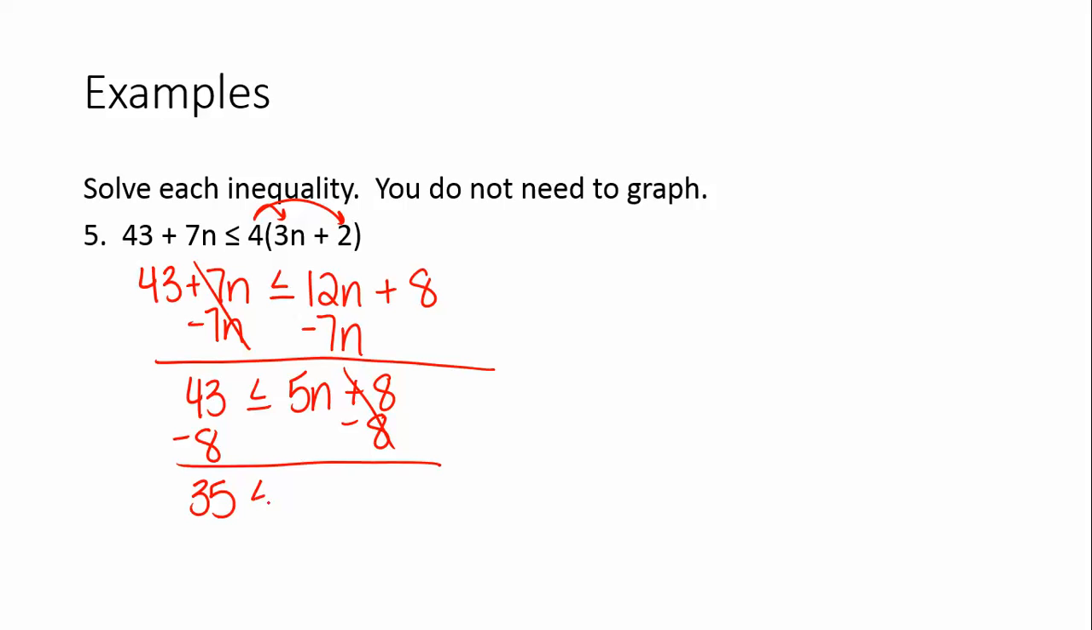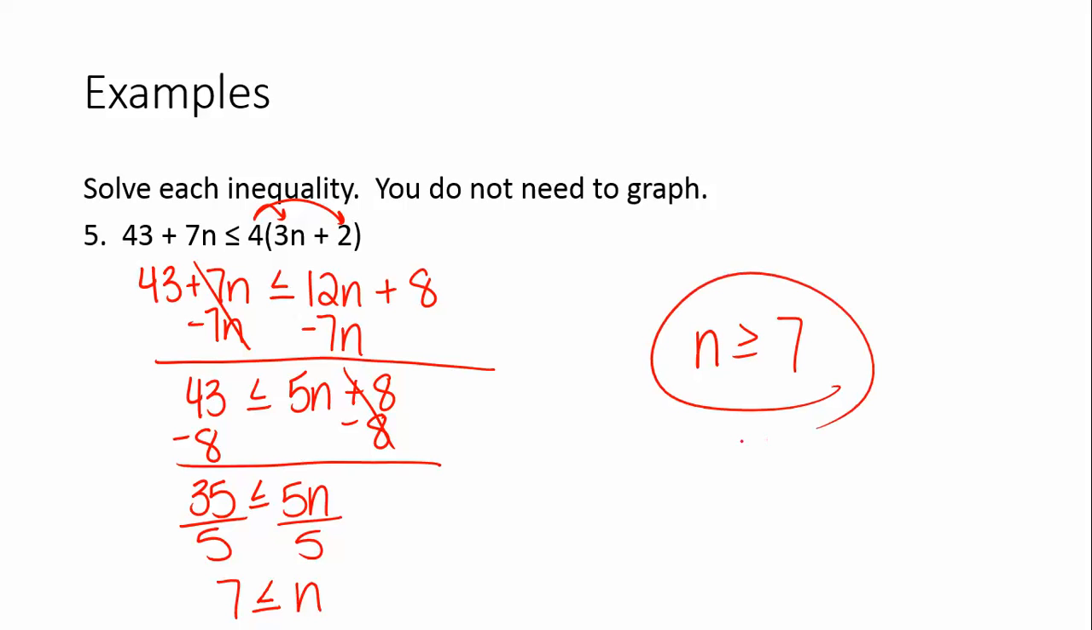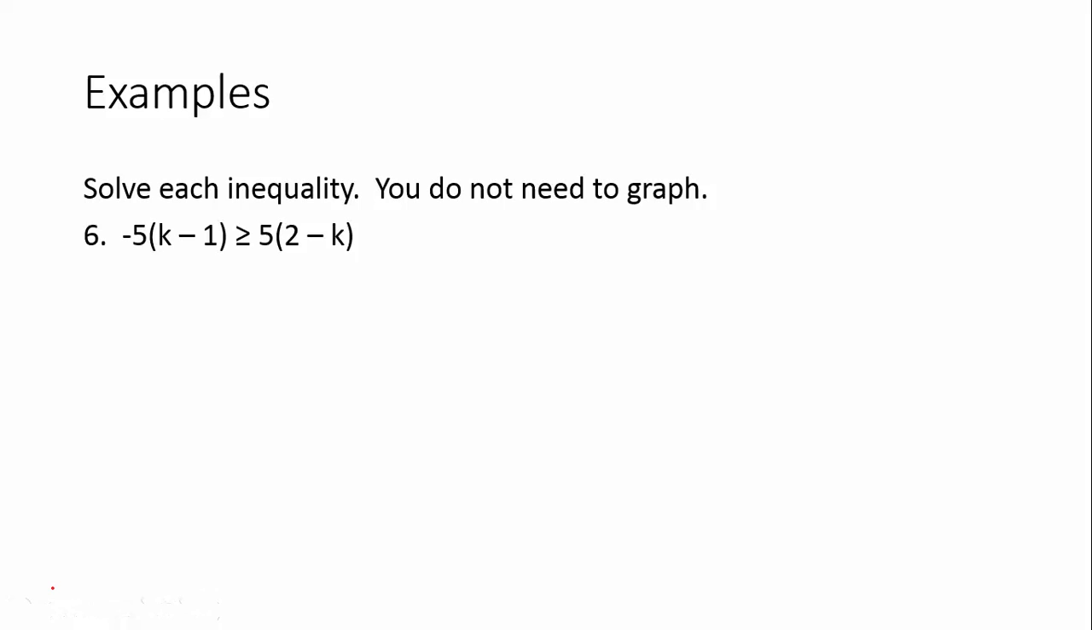35 less than or equal to 5n. Divide both sides by 5. We get 7 is less than or equal to n. And we want the variable on the left. So n is greater than or equal to 7. The next two examples are specific examples. We did ones very similar to this when we were solving equations, and I just want to refresh your memory.